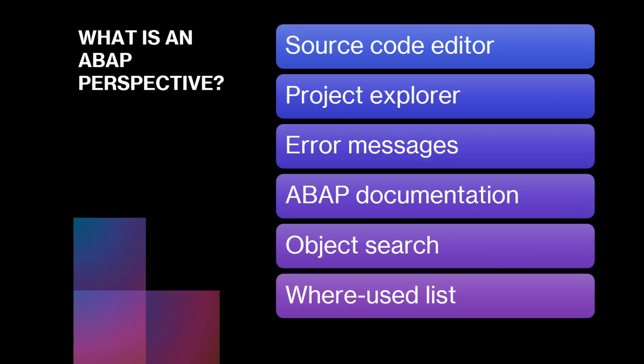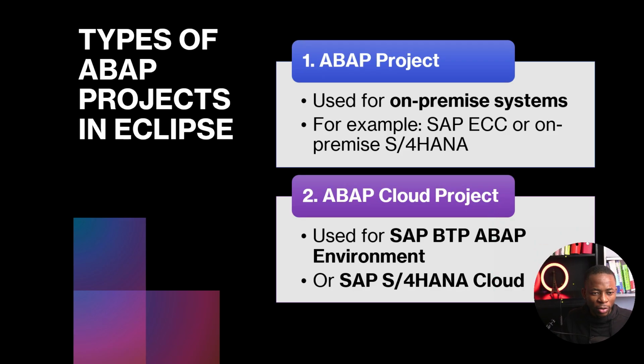All right, so basically, there are also two types of ABAP projects in Eclipse ADT. The first one is the ABAP project that will be used for on-premise systems, so for example, you have the SAP ECC or the on-premise S/4HANA project. You also have the second one, which is the ABAP Cloud project. And this is used for SAP Business Technology Platform ABAP environment, and I will show you what this looks like. Or SAP S/4HANA Cloud. So in this course, we'll be focused on the ABAP Cloud project.